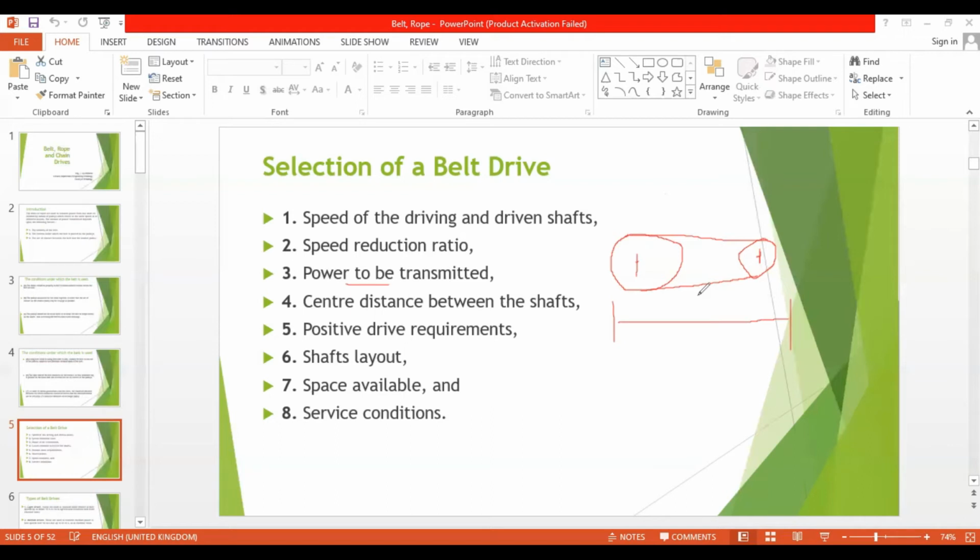And service conditions, which we know, are known for all the applications that we are using. So based on these factors, we may select a belt drive.